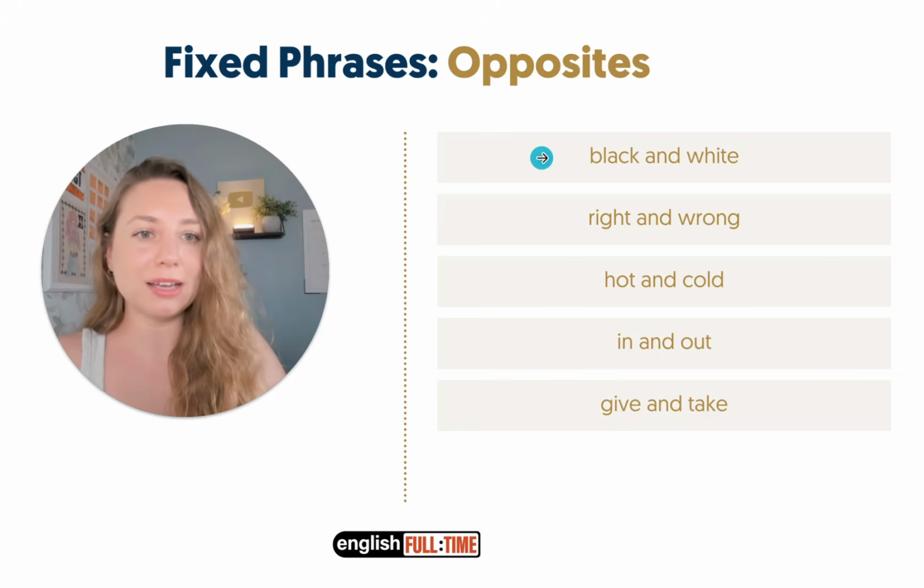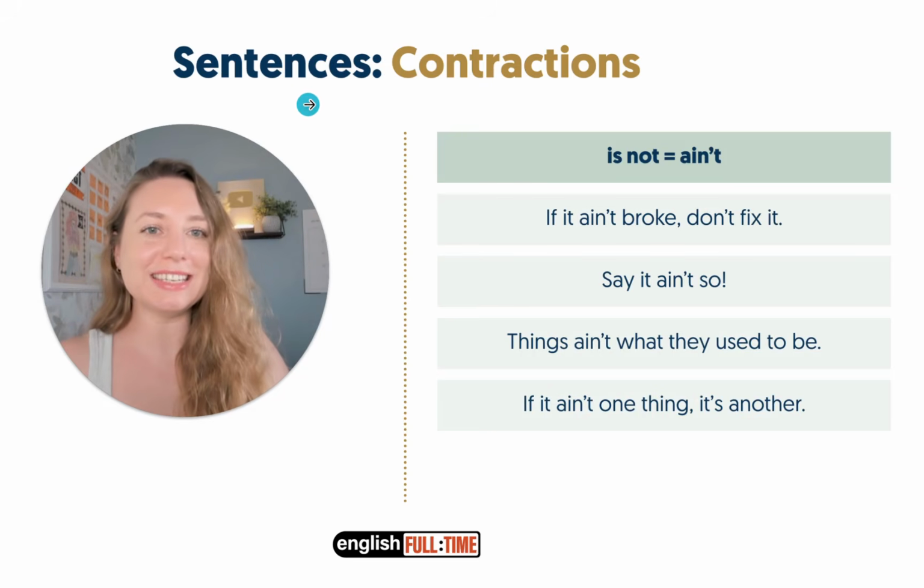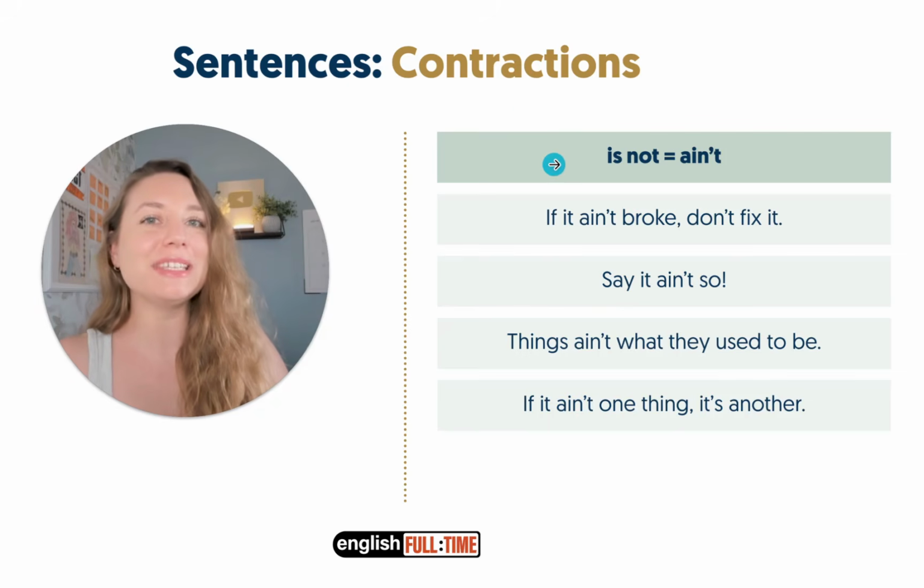Again, black and white, right and wrong, hot and cold, in and out, give and take. And finally, we have some sentences. We're working on a contraction here. It's when is not becomes ain't.